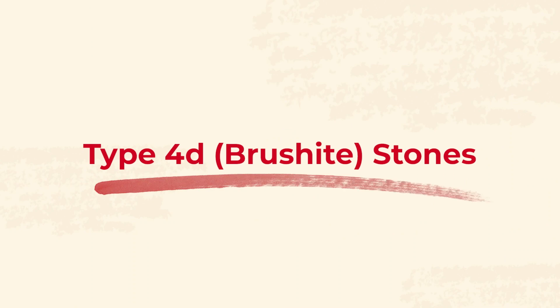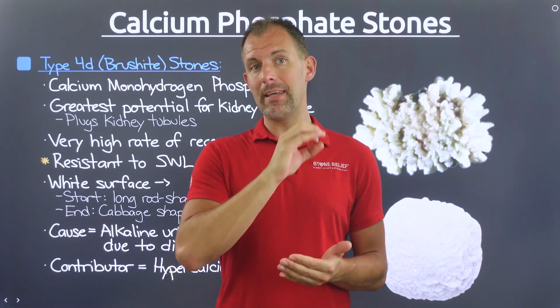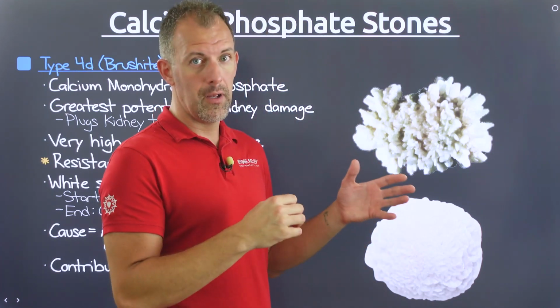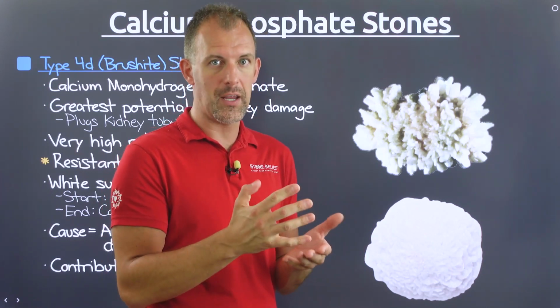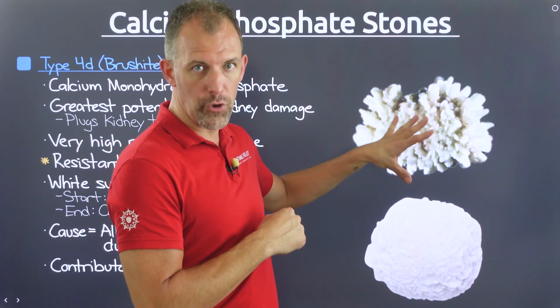All right, in this last chapter, I want to introduce you to the brushite stone type of the calcium phosphate family. And there are two different versions of this that you may see, depending upon where the stone is in its formation. We'll talk about it here shortly, but this is in general what you're looking for.